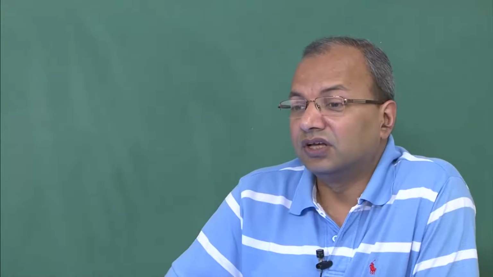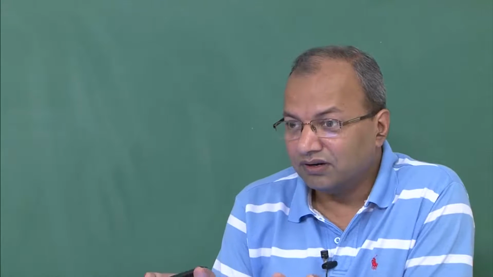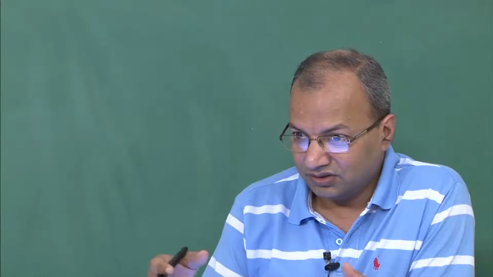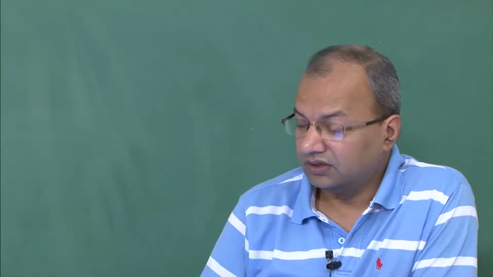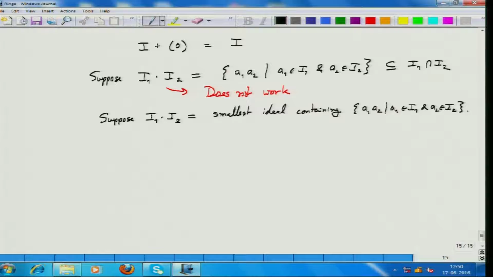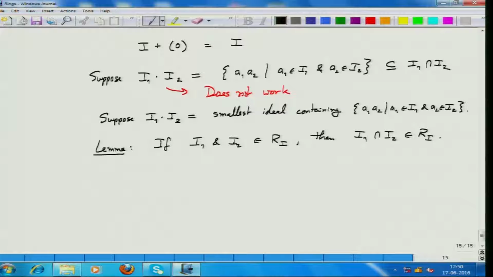Question is, is this definition sensible? Is there really a smallest ideal? Or are there multiple ideals containing this set which are not really comparable to each other? Fortunately, we have a lemma which says that if I1 and I2 are ideals in R, then their intersection is also an ideal.